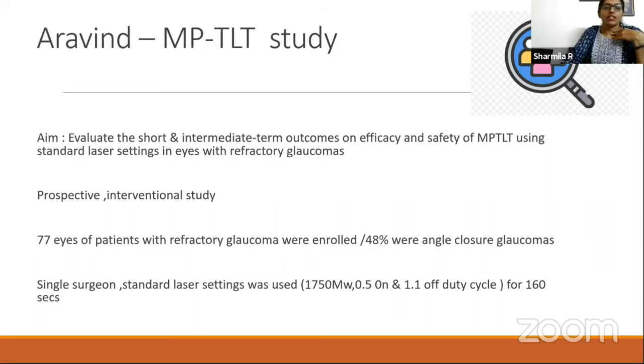It was a prospective interventional study. 77 eyes of patients with refractory glaucoma were enrolled. Surprisingly, 48% of these patients had angle closure glaucoma. We selected more patients who were at risk of having an intraoperative complication, or to reduce the intraocular pressure before we intervene with a surgical procedure. A single surgeon and a standard laser setting were used.